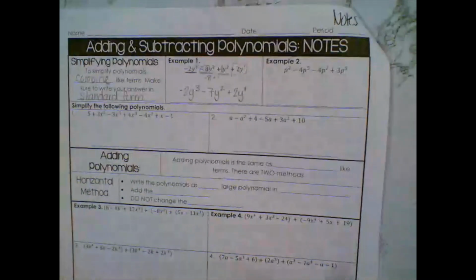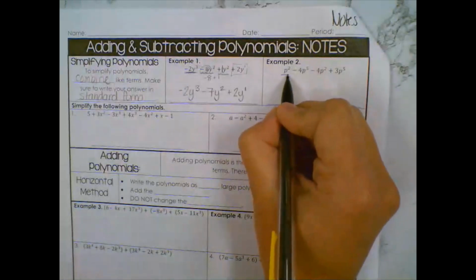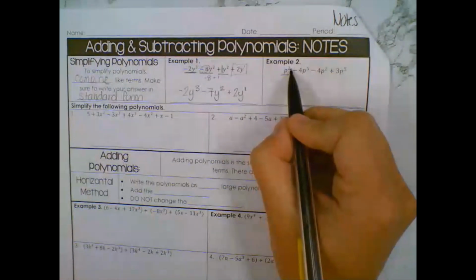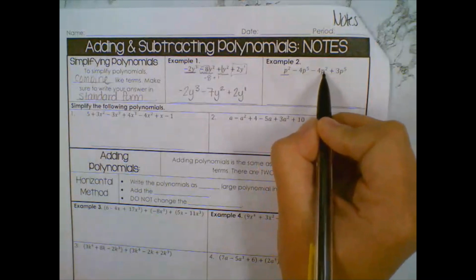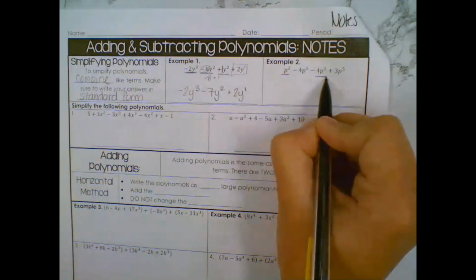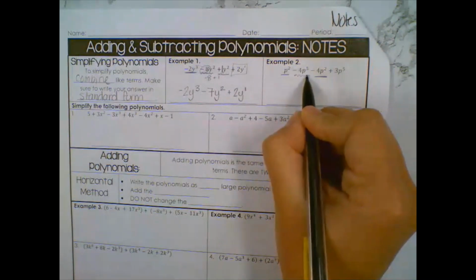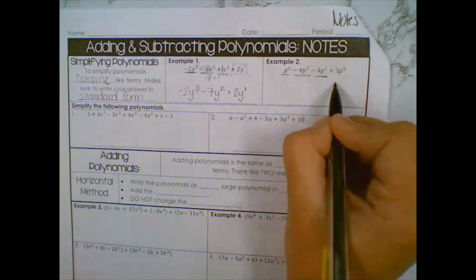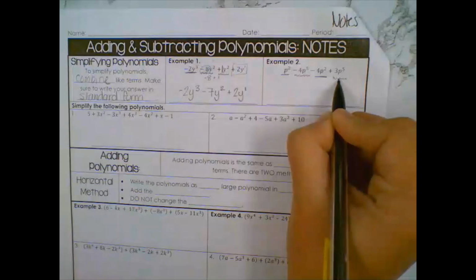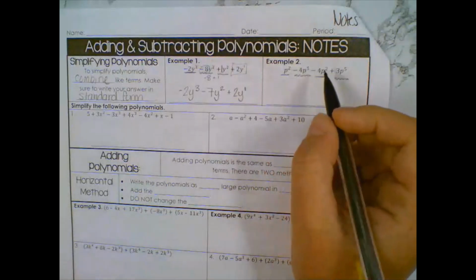So example 2, same thing. I'm going to start off by marking my first term. It is a p squared. So I'm going to look for any other p squareds, and it looks like I have one right here. I also look for any others that are to the 5th, and I do have another to the 5th. So I have a couple like terms here as well.